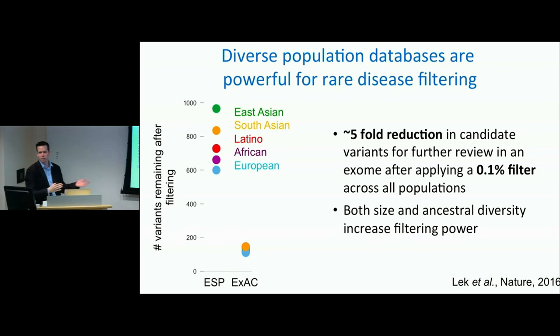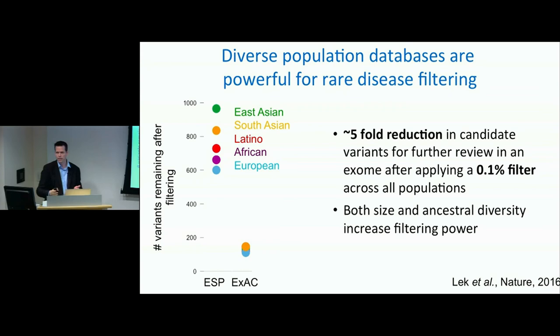And the reason that ExAC is so much better than previous data sets is both because it's much larger, but also critically because it has many more populations. And so you can imagine each population basically provides another opportunity to take a random draw from that particular variant, and if it is actually neutral, for it to drift up to a higher frequency within the population, therefore allowing us to exclude it as being an actual pathogenic variant.